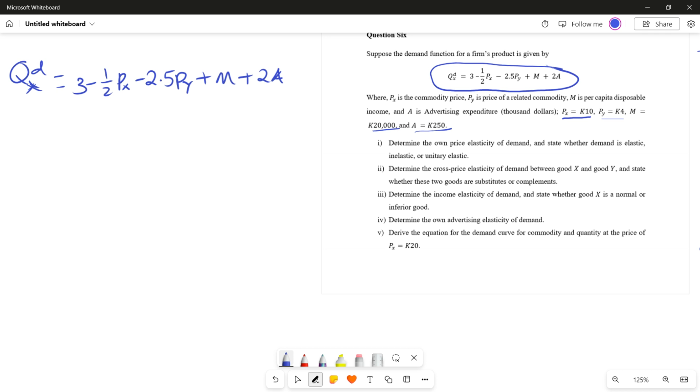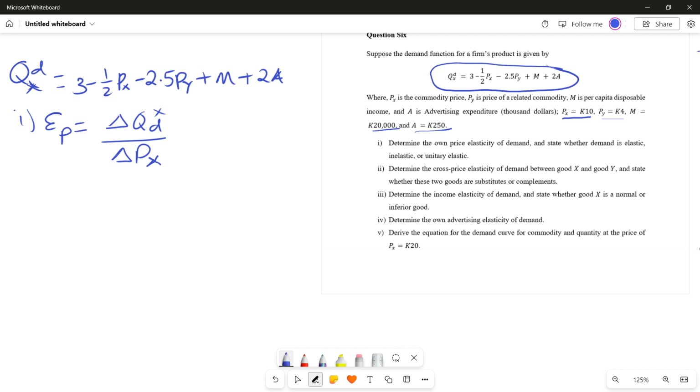Then part 1 says: determine the own price elasticity of demand and state whether demand is elastic, inelastic, or unitary elastic. So we know that for own price elasticity of demand, EP is equal to the change in quantity demanded of good X as a result of the change in the price of good X. Now we need to get the actual value.